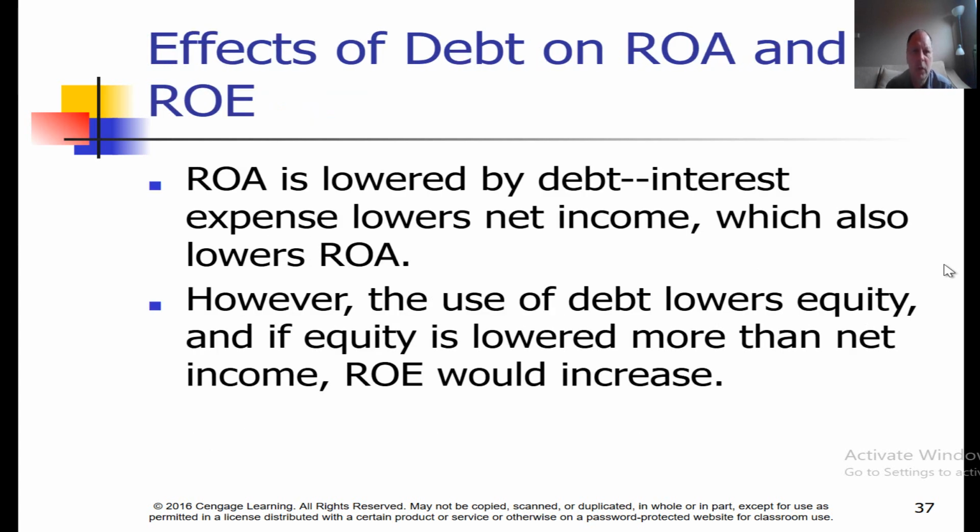So ROA is lowered by debt because there are interest payments that come out of net income. However, the use of debt lowers equity, and if equity is lowered more than net income, ROE would increase. As long as a company is making money, you would certainly expect ROE to be above ROA. But again, if companies are massively leveraged, like banks, for example, there is a lot of risk in that, and it can cause them to lose money. Of course, in the banking sector, usually those losses are passed on to the taxpayers.